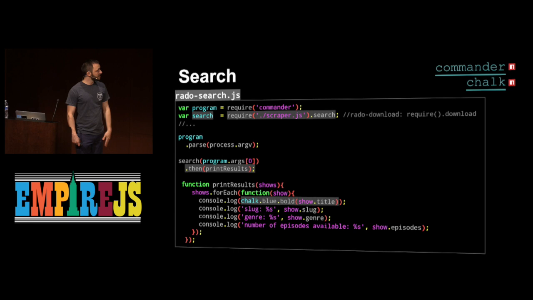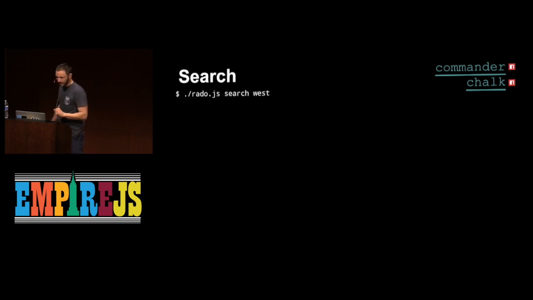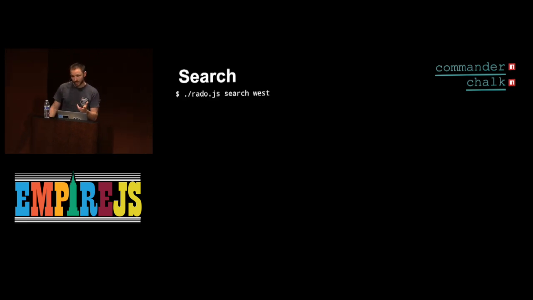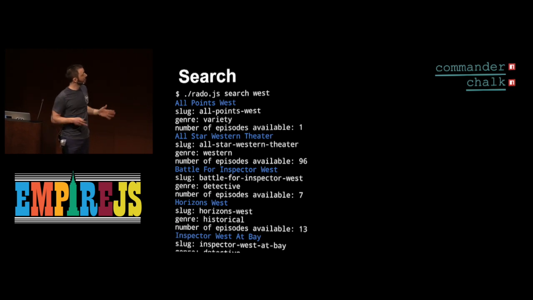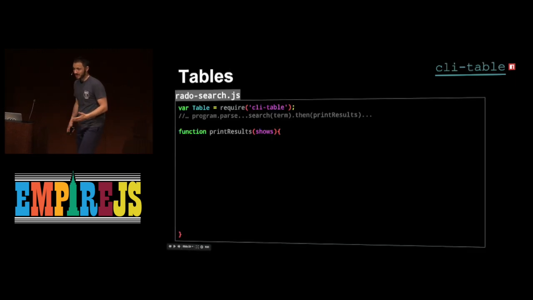What we're going to do is just very simply iterate over all of the results and output the title in blue, bold, with chalk, and then the slug, genre, etc. And I can copy and paste the slug for the download function. So now we can search for shows with West in the title, and it outputs a listing of all the shows that have West. So this looks good. I can copy and paste the slug to my download function and use it there. But as you can see, this scrolls off the screen, and when I look at this, it seems very obvious that the data is tabular. So let's do something about that.